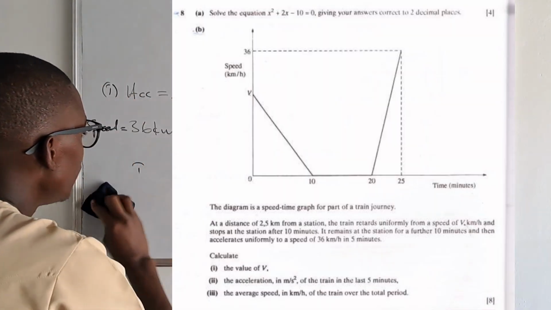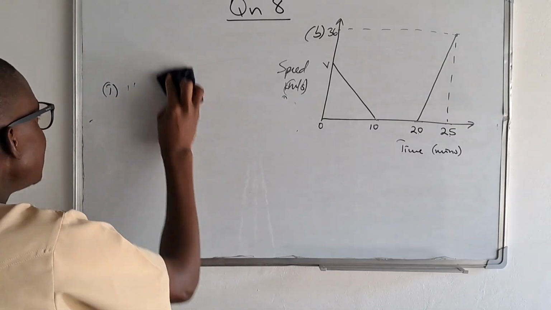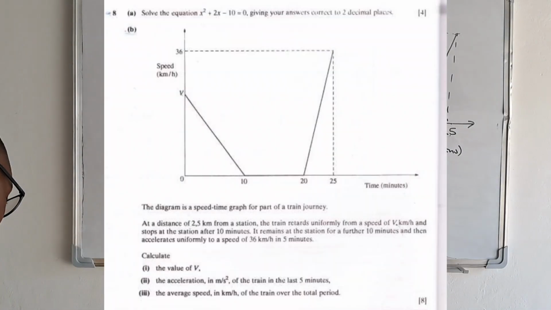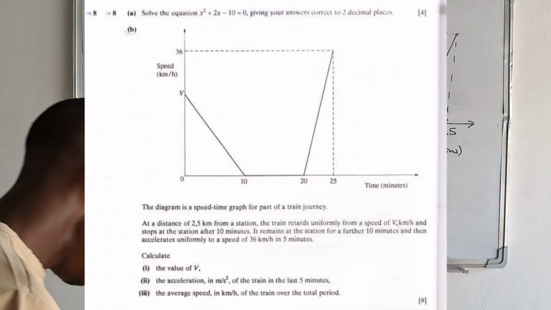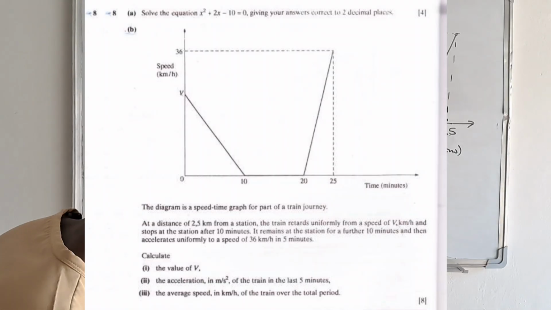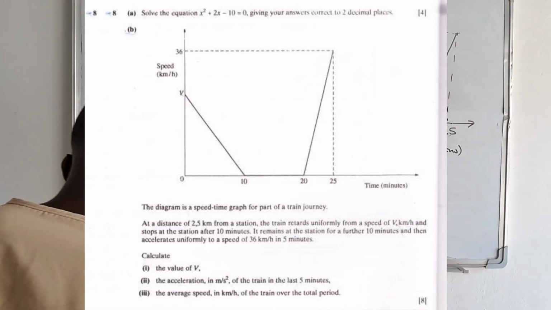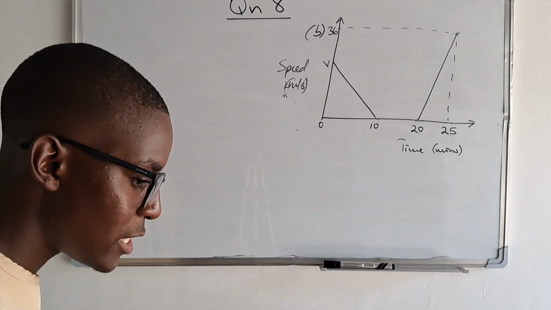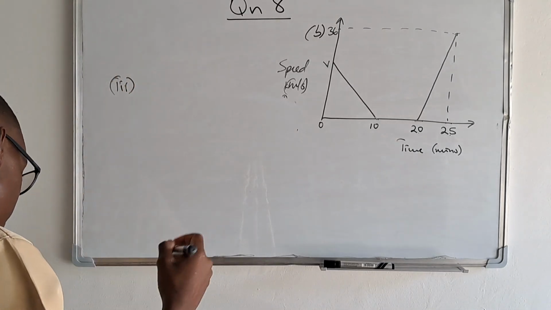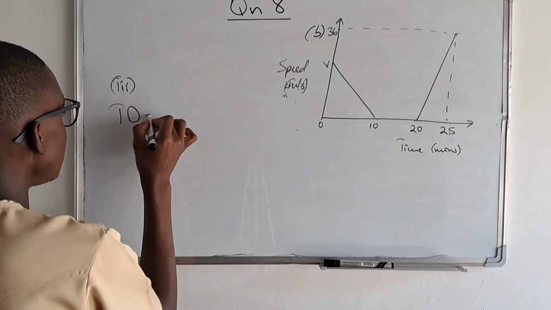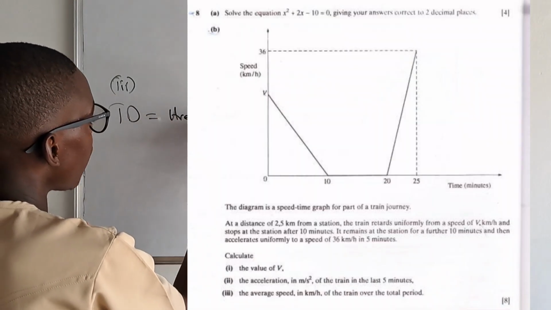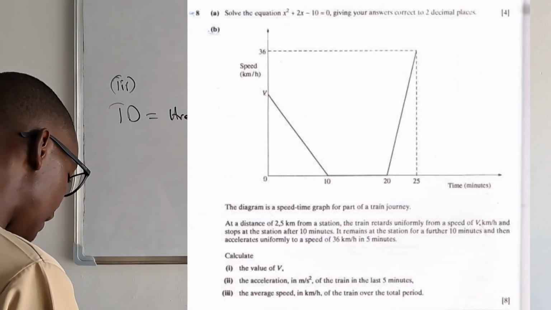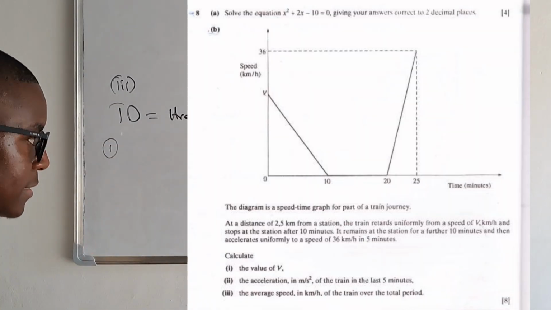Moving forward, we want to look at item 3. Item 3, we want to find the average speed in kilometers per hour of the train over the total period. For the total period, what am I going to do? Please make sure that you listen carefully. We are saying the total distance is equal to the area under the curve. Since the total distance is the area under the curve, remember, I want to split something here.